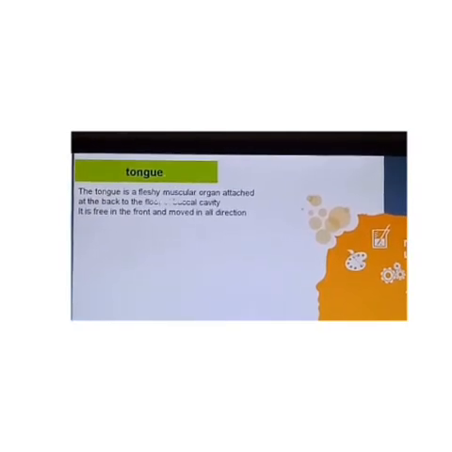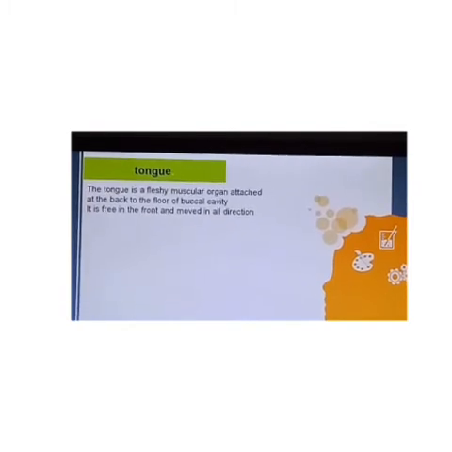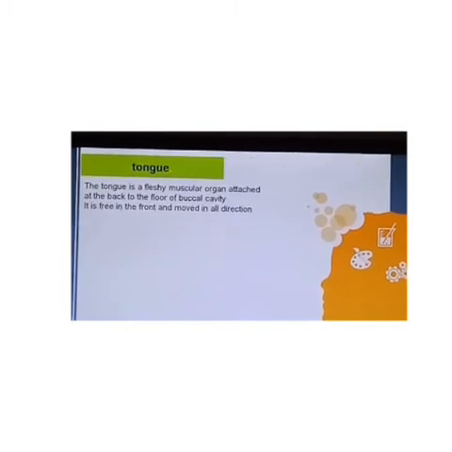In the last class, we started with the process of digestion and we spoke about the buccal cavity, which includes teeth, and we learned about all the teeth in detail. Now let us go ahead and learn the next part of the buccal cavity, that is the tongue. The tongue is a fleshy muscular organ attached at the back to the floor of the buccal cavity. It is free in the front and moves in all directions.